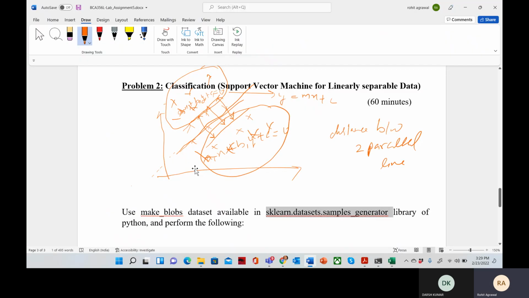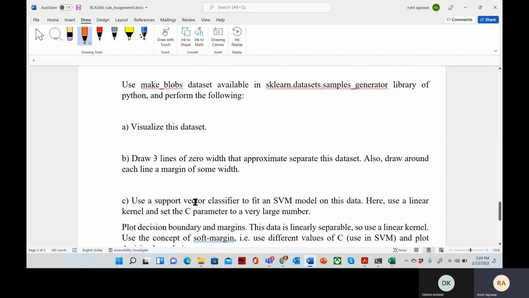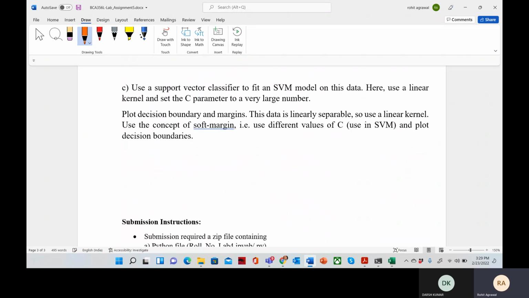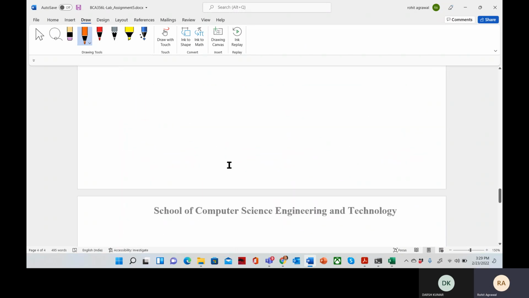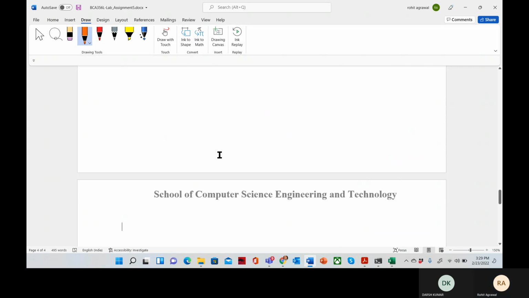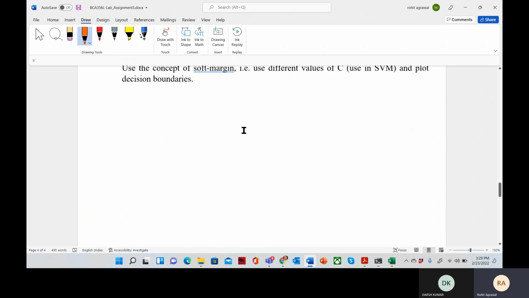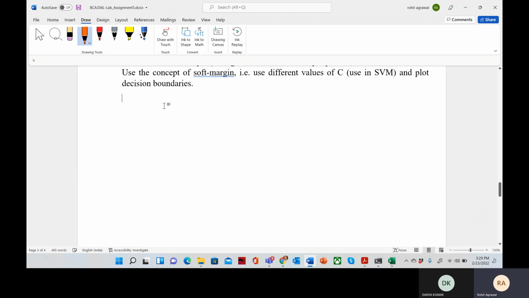ठीक है, एक और example. Suppose data is not linearly separable, then I need to upload this edited file or the original file in the LMS. Sir, let data is not linearly separable.